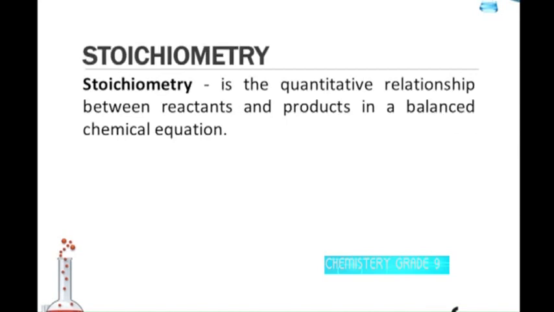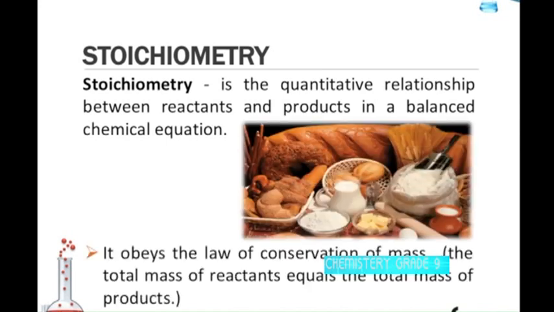Stoichiometry is the quantitative relationship between reactants and products in a balanced chemical equation. In other words, it's how we make sure that the mass is conserved on both sides of the equation. It obeys the law of conservation of mass. So the total mass of the reactants equals the total mass of the products.